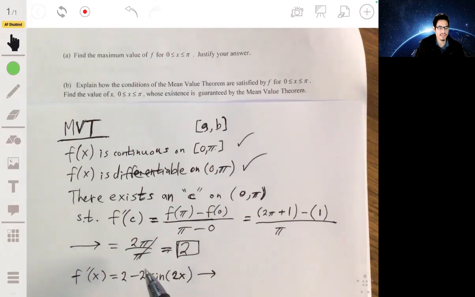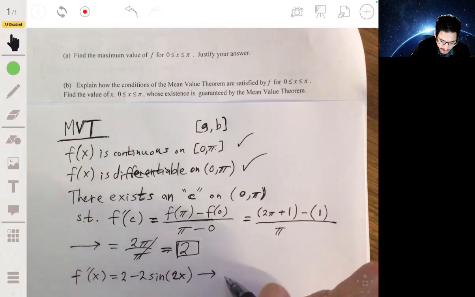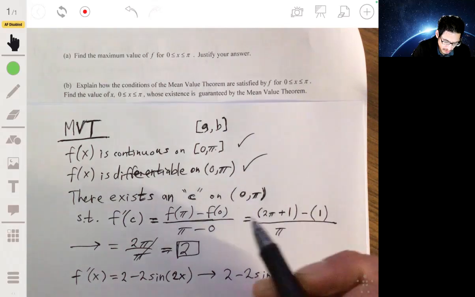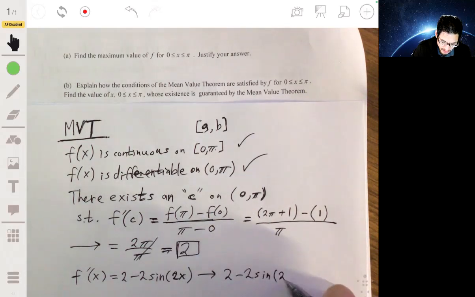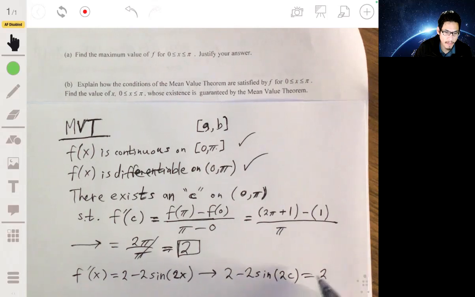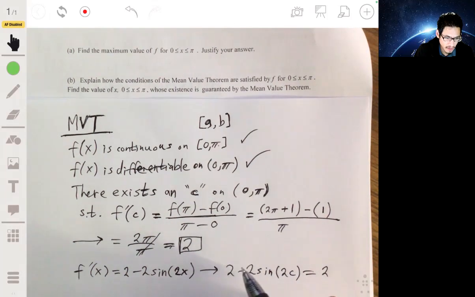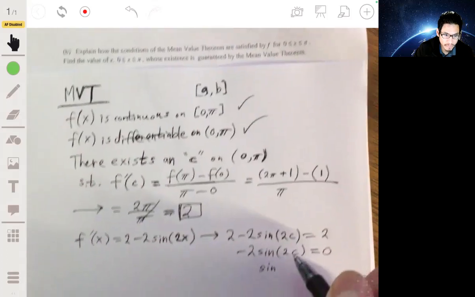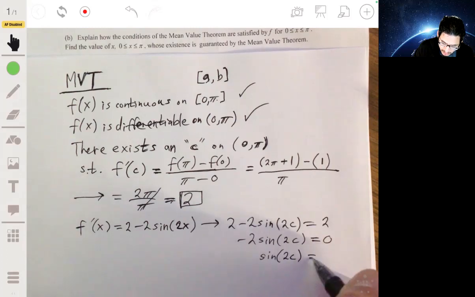Remember, the derivative is just the slope, and that's what this is right here. So essentially, you want to set this equal to 2. You're going to set 2 minus 2 times the sine of 2c, remember, the c is just that x value, equal to 2. And we just solve for that c value, or that x value, in other words. There's a lot of 2s going on in here, but it's okay. Take away 2, we'll get negative 2 sine of 2c is equal to 0. Divide both sides by negative 2, it'll be 0 again, so we'll get the sine of 2c is equal to 0.